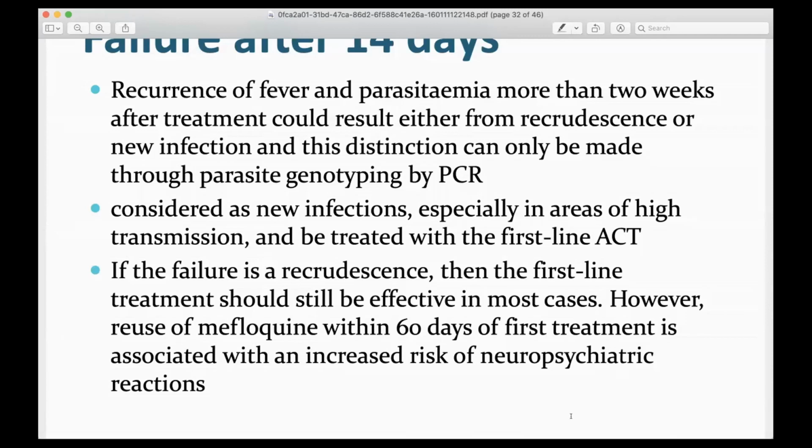However, reuse of mefloquine within 60 days of first treatment is associated with increased risk of neuropsychiatric reaction. So it is better to avoid mefloquine in a treatment failure case.